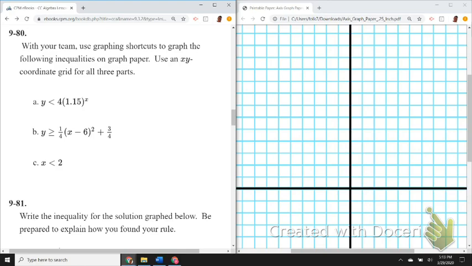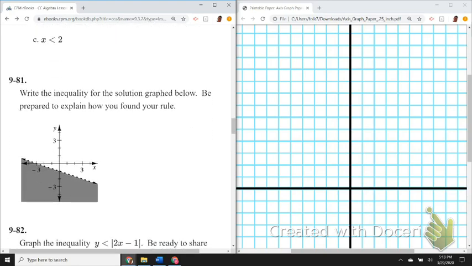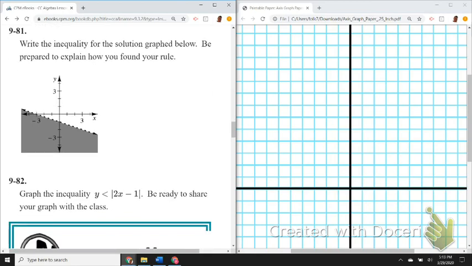All right, 9-81. Now it gives you the graph of an inequality. Can you give us the actual inequality itself and explain how you found the rule? Okay, go ahead and pause the video, give it a shot.